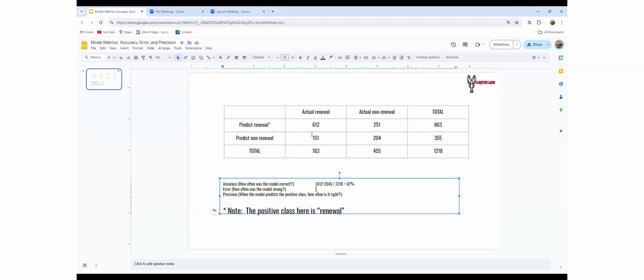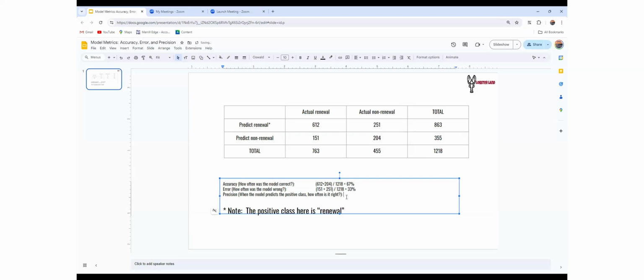So we see here there were 151 times in which the model predicted non-renewal, said this household won't renew, but in truth, the household did. And there's also this 251 here, which represents instances in which the model predicted renewal, but the result was non-renewal. So what we're going to do is sum those up, the 151 plus the 251, and divide that by 1218, and here it comes. Yes, 33% is what we get, but that's how we get it.